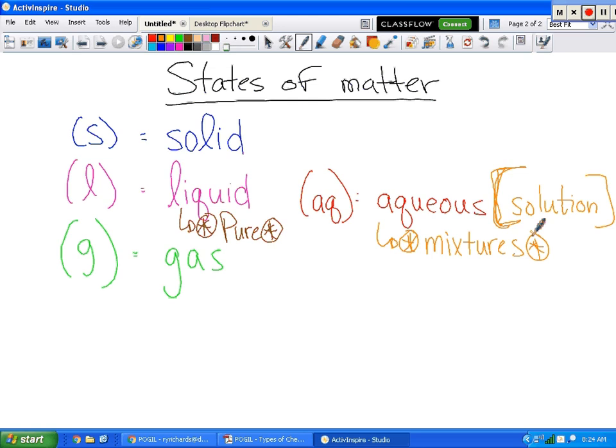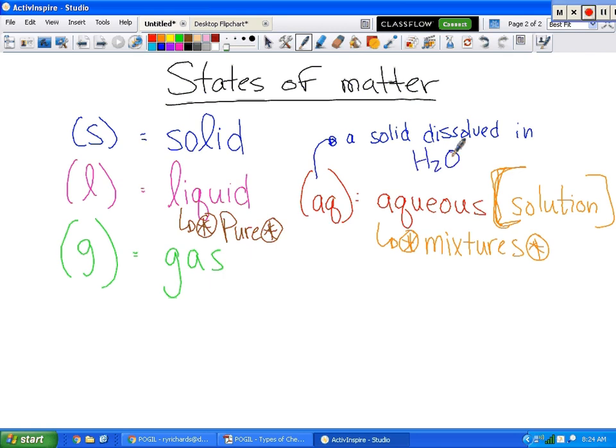You're not pouring a liquid on it. So this is a difficult thing for students to compartmentalize because visually, does it look like it's a bottle of water? But you know that it's a solution because there's other stuff mixed in with it. So when you see the letters AQ, that means it is a solid dissolved in what? Water.